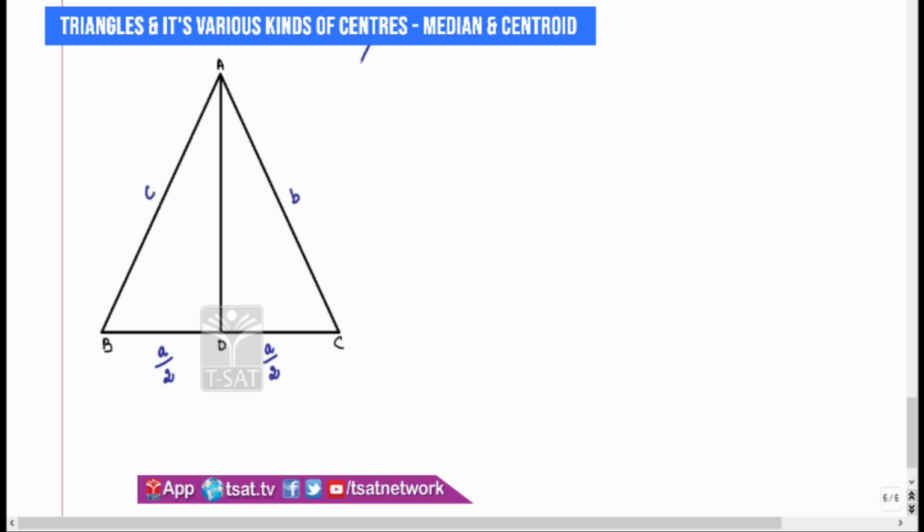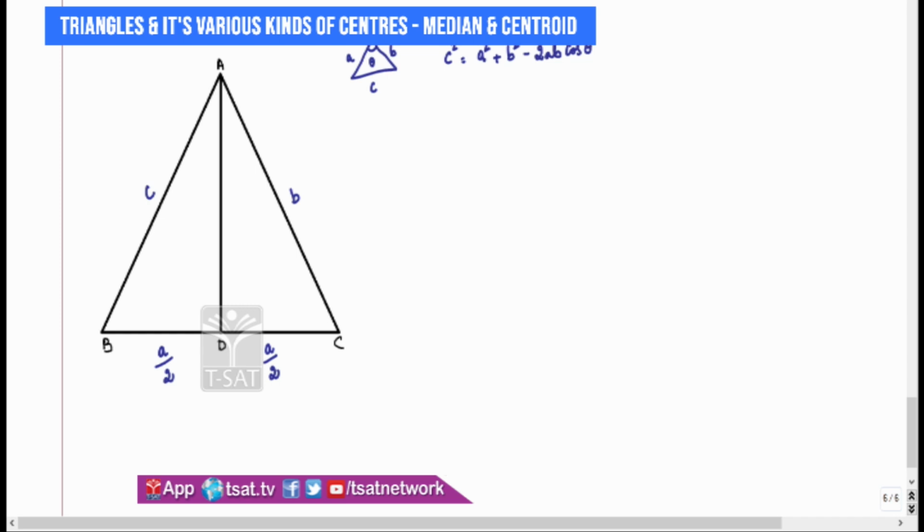The cosine rule will apply in a triangle. In a triangle ABC, the cosine rule is, if the angle is theta, c square is equal to a square plus b square minus 2ab cos theta. This is the cosine rule in a triangle.